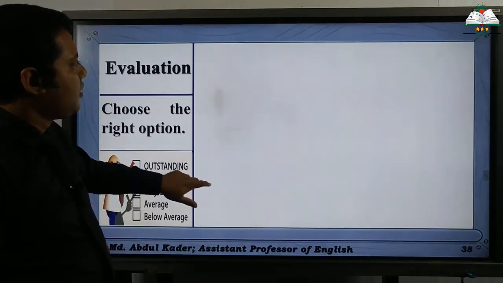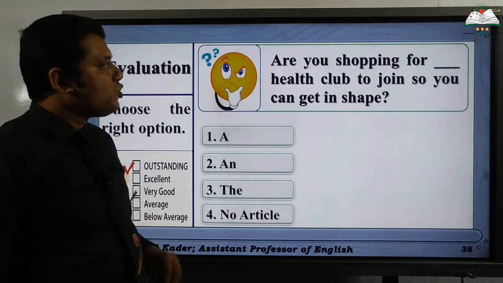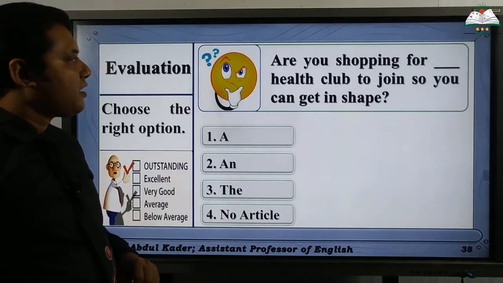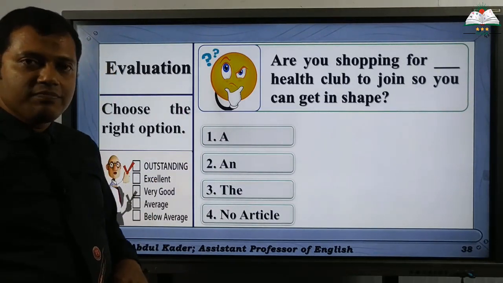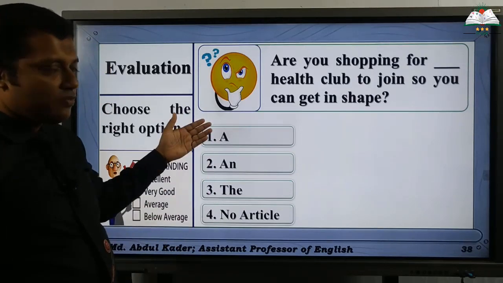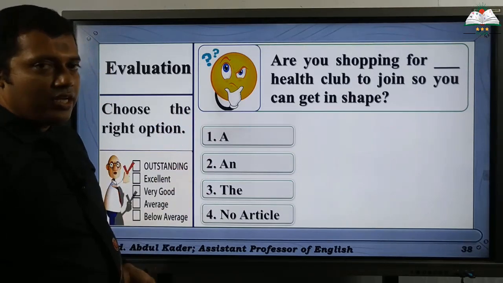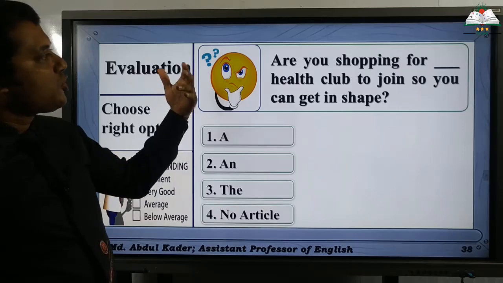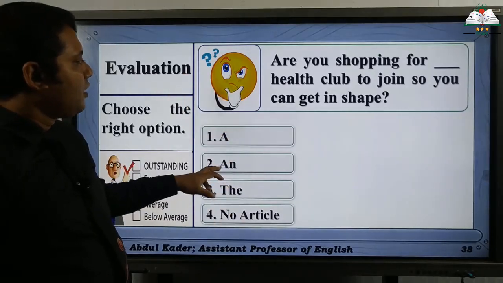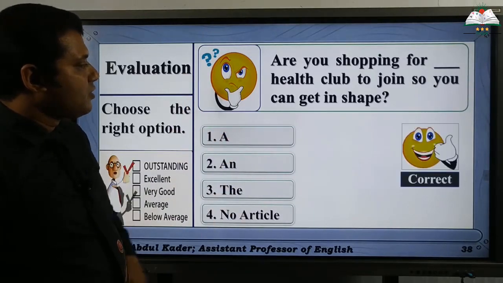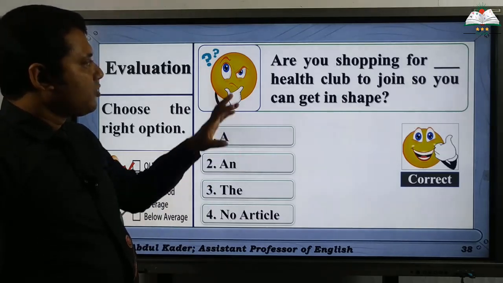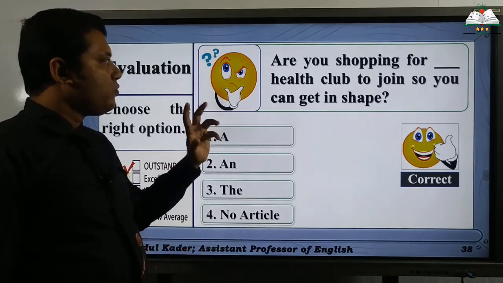Now dear student, look at this question. Are you shopping for dash health club to join so you can get in shape? What will be the option? See, the options are A, the, and no article. So are you shopping? Are you shopping for what? See here, this is the correct option. Shopping for a health club to join so you can get in shape.